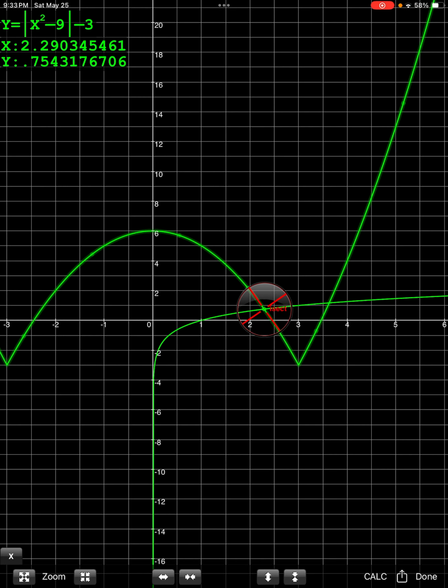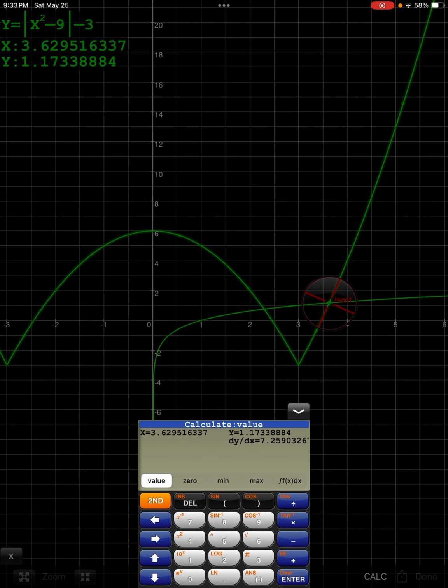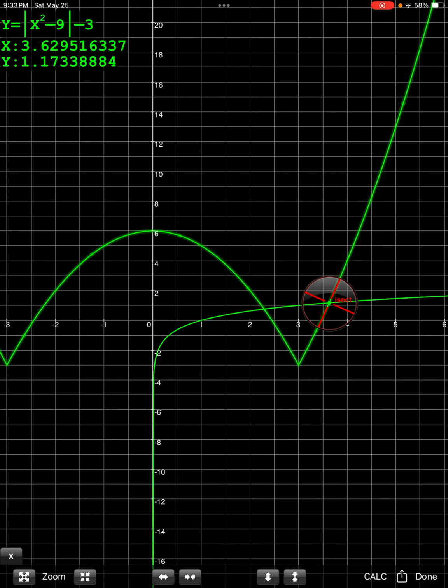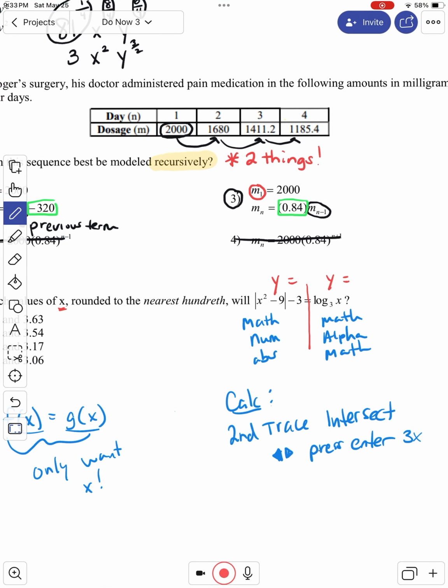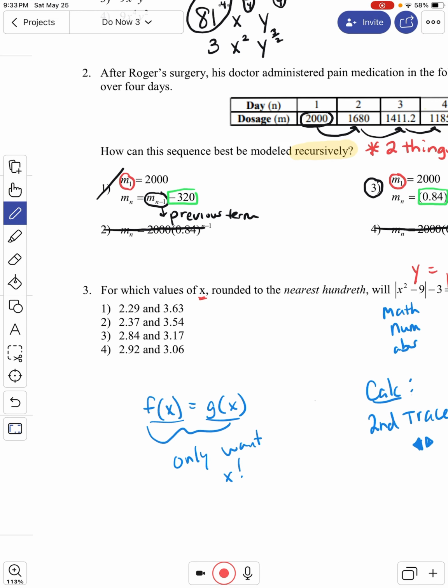But I notice in that upper left, I see 2.29. That is one of my intersections, my only x, remember. And then over here, it's going to be 3.63. Forget that. Okay. So our answer is then choice 1.